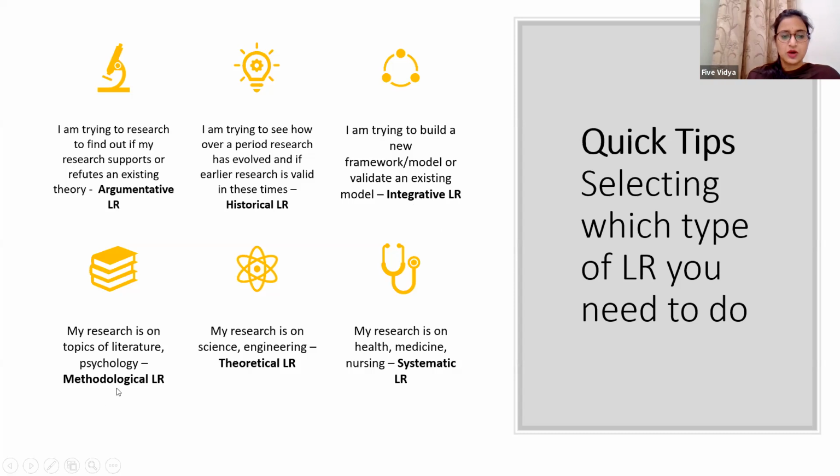Now, next is the methodological literature review. If your research is on literature background or on psychology, there you can use the methodological literature review. The next is theoretical. Like I said before, if your research area is related to science, engineering, or any technical background, there you can use the theoretical literature review. And if you are from the health and medicine domain, nursing, clinical, or any of these medical related domains, then you can use a systematic literature review.